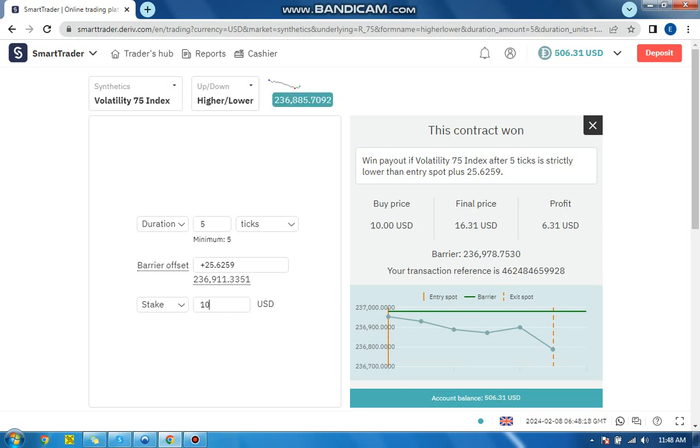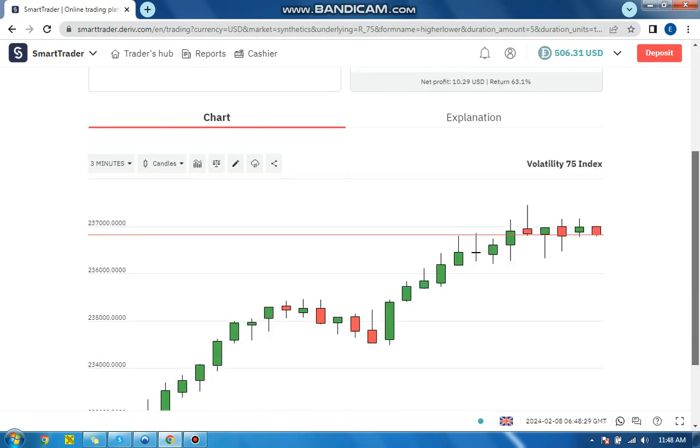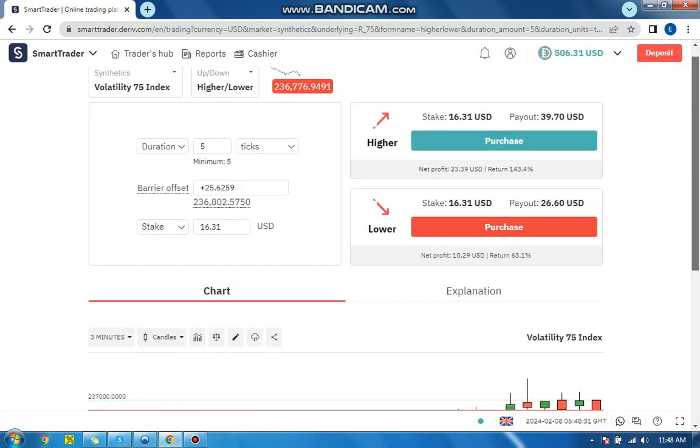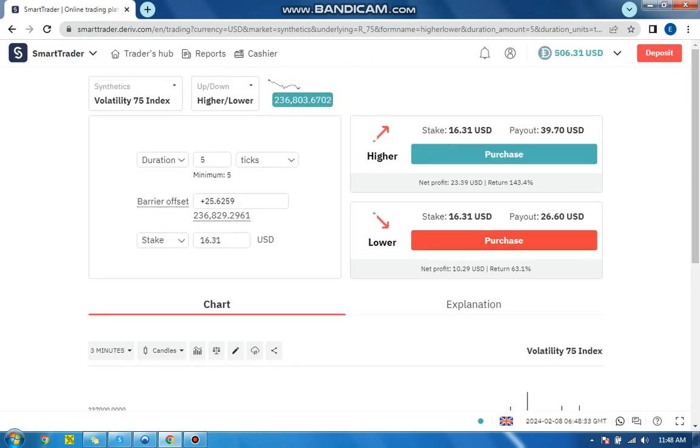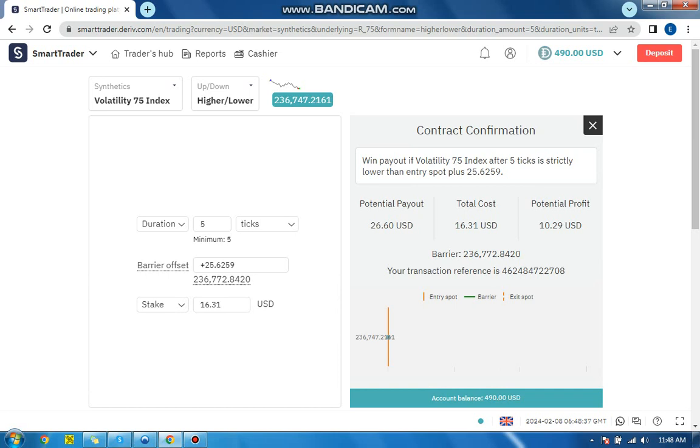Now in the second trade, we are going to add the profit of $6.31. Now let me tell you a thing over here, guys. As you can see, now the candle is in the red color, so it's probably gonna go down a lot more. So it's red, I'm gonna take the trade. The first one is up, second one is down, third one is down, fourth one is up, and here we go, we have won the trade.